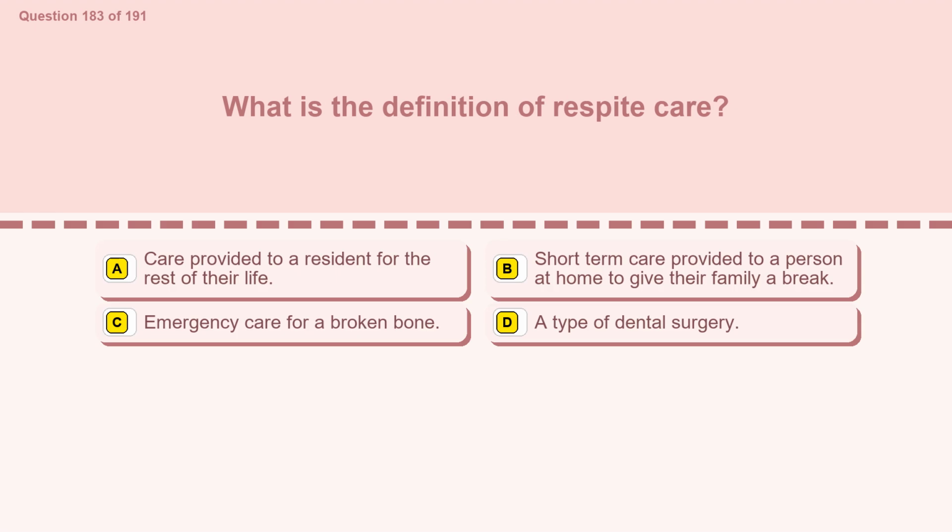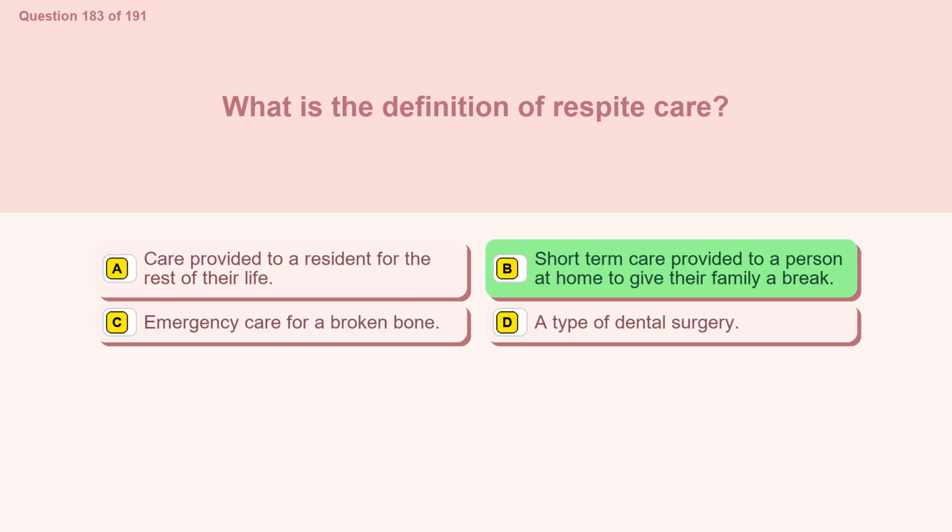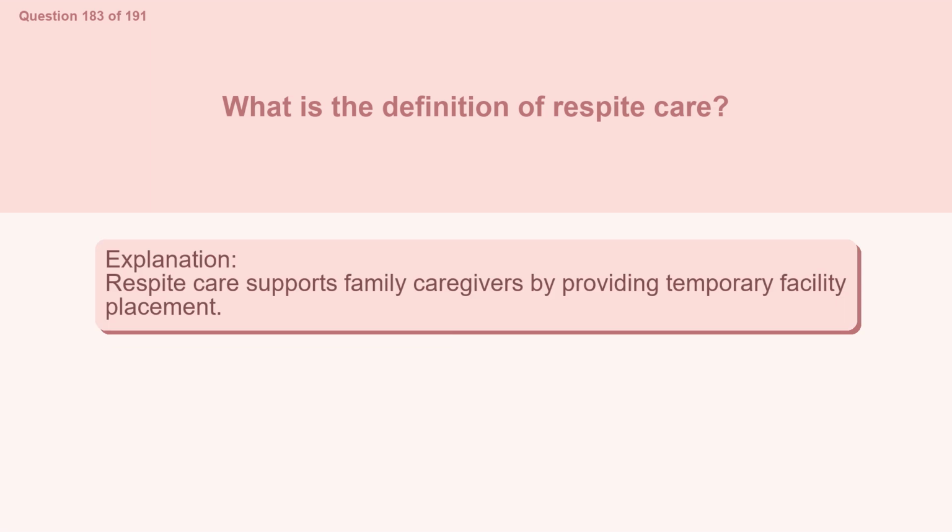Question 183. What is the definition of respite care? Option A, care provided to a resident for the rest of their life. Option B, short-term care provided to a person at home to give their family a break. Option C, emergency care for a broken bone. Option D, a type of dental surgery. The correct answer is option B, short-term care provided to a person at home to give their family a break. Respite care supports family caregivers by providing temporary facility placement.